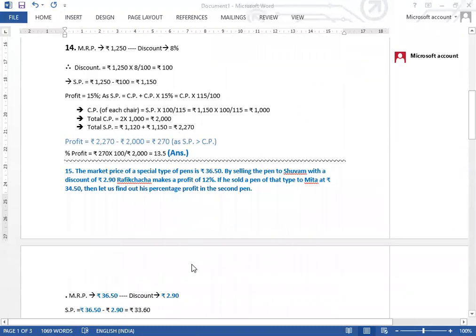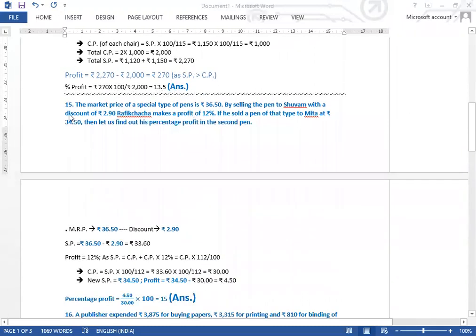Now for the second sum, that is number 15. If the market price of a special type of pen is rupees 36.50, by selling the pen to Subham with a discount of rupees 2.90, that is the total discount, 2.90 rupees, that means 2 rupees 95, Rafiq Chacha makes a profit of 12%. If he sold a pen of that type to Mita at rupees 34.50, then let us find out the percentage profit in the second pen only. That means the pen which is sold to Mita.